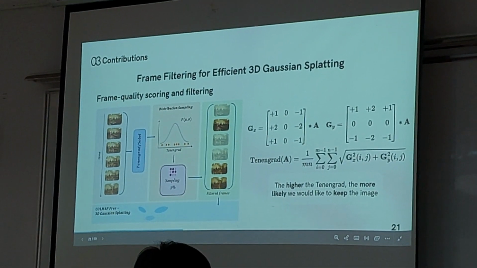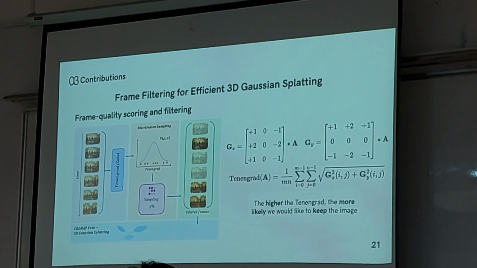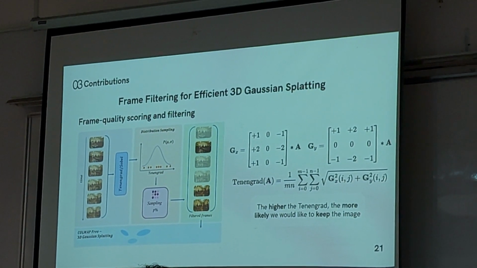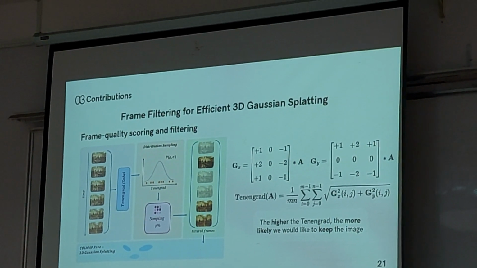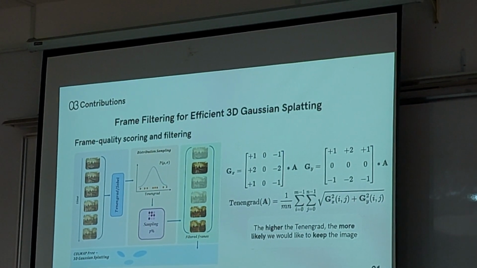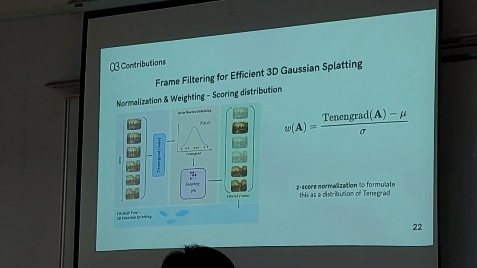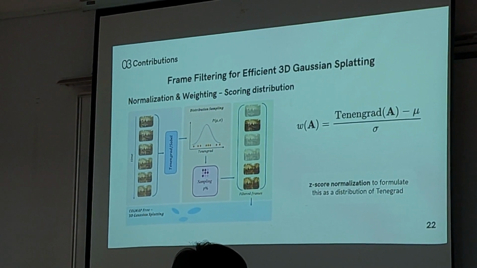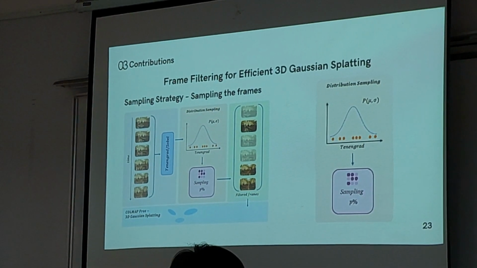So to start with, we propose a frame quality scoring function based on the Tenengrad values, which is a frame sharpness assessment. Based on the Tenengrad, we would like to keep the sharpest images within our reconstructed data set. To formulate this, we normalize the weights using z-score normalization, and we propose this as a distribution of Tenengrad.